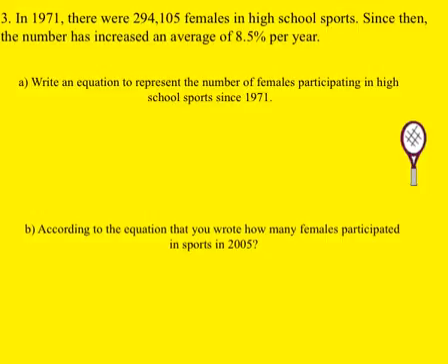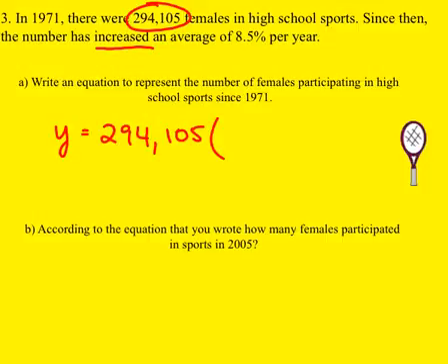So, what did my value start at? I'm going to write my equation. I know it started at 294,105. Since then, it's increased. This means growth, which is adding. So I'm going to put 1 plus 8.5. So here's my percent.